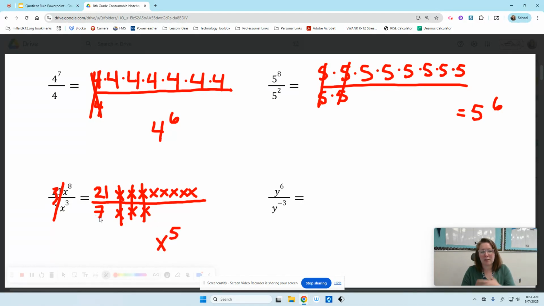But I can't actually totally ignore 21 and 7. So we do what it says. It says divide, right? Fraction symbol means divide. 21 divided by 7 equals 3. So that's just a number in front.